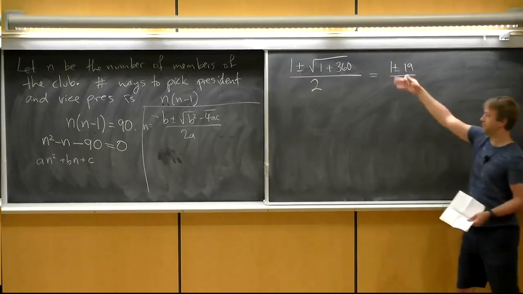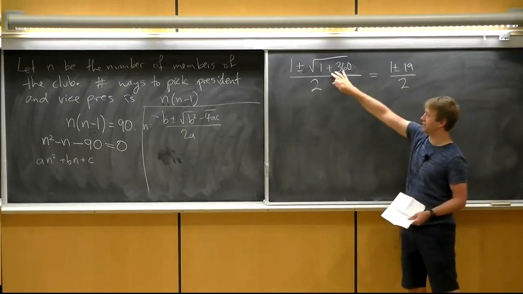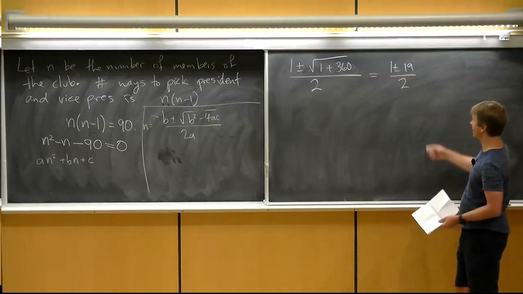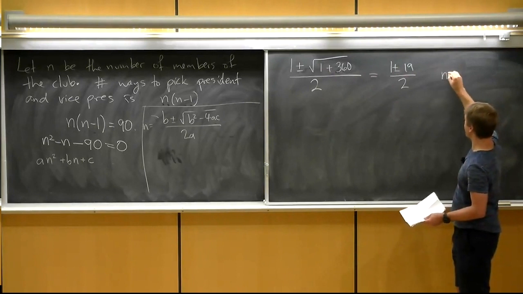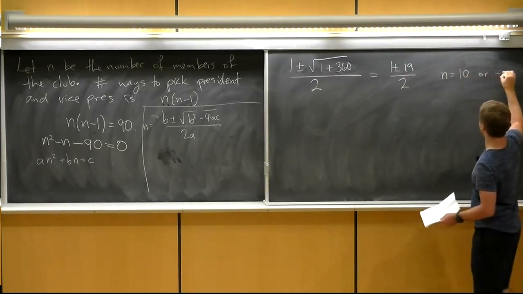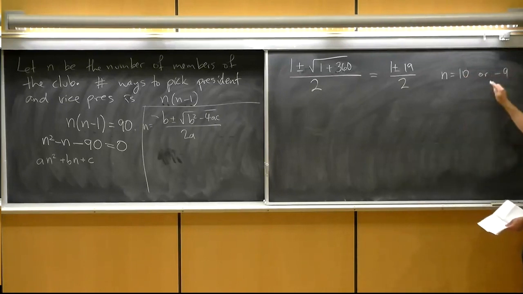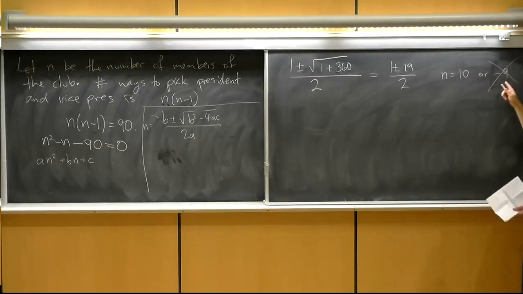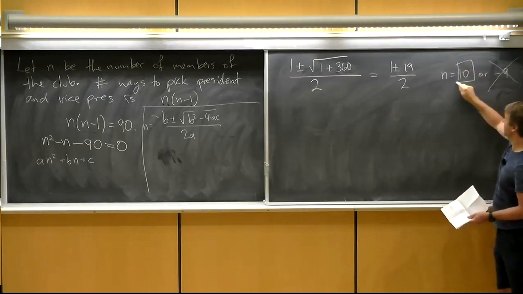if you put this square root into your calculator, you'll get 19. So it says n is either equal to 10 or negative 9. Obviously, you can't have a club with negative 9 members, right? So this answer is kind of nonsense. So this must be your final answer.